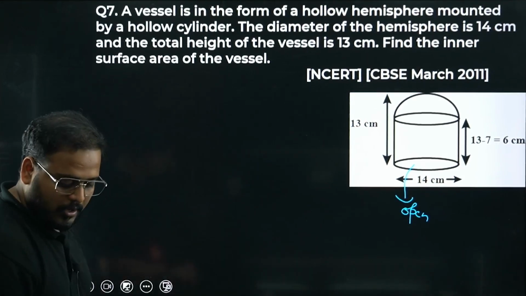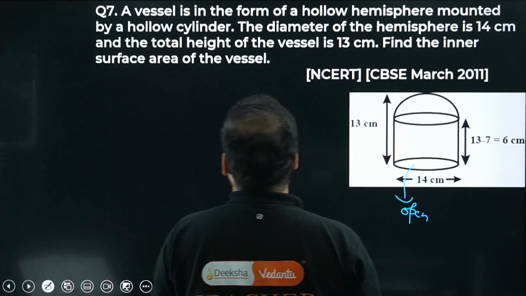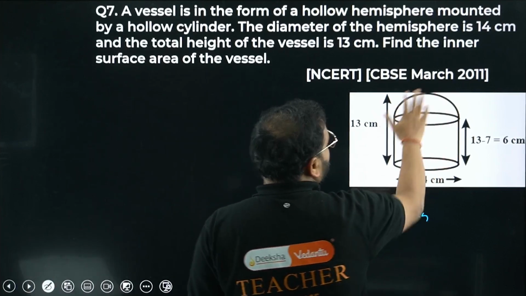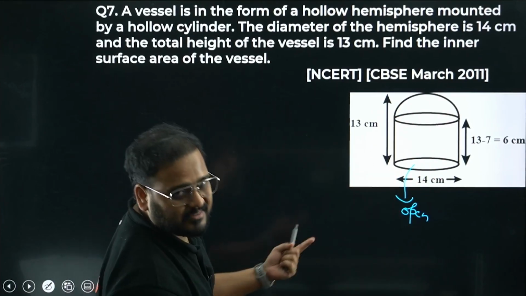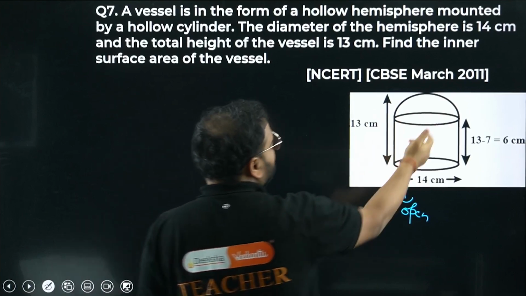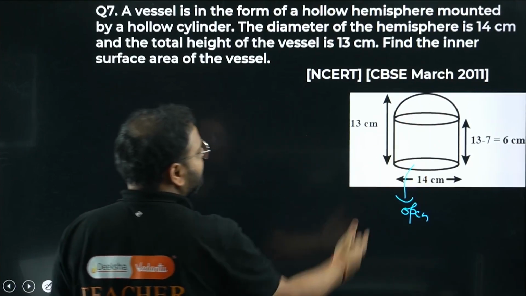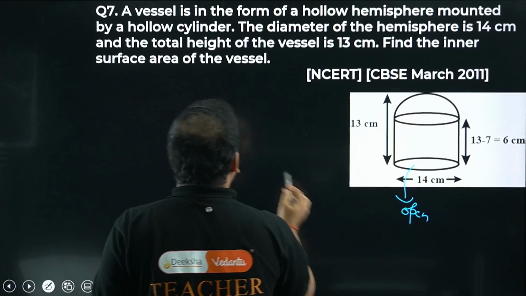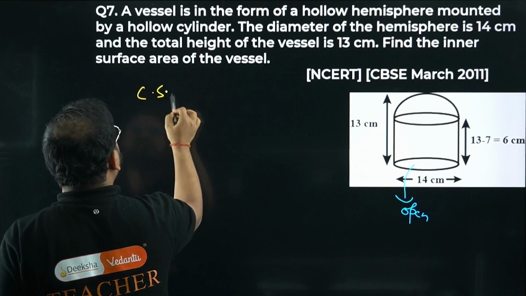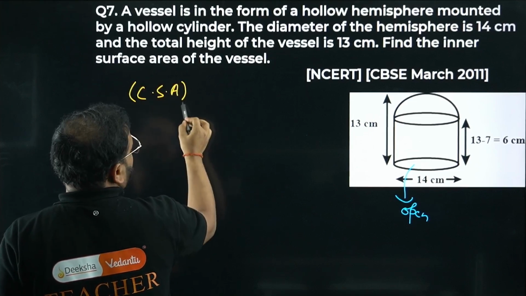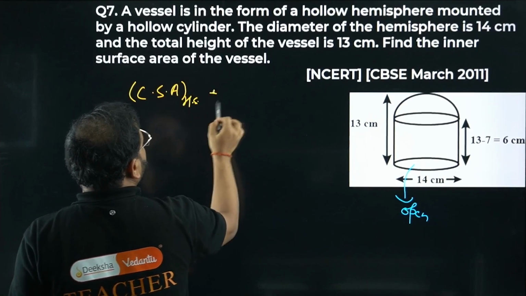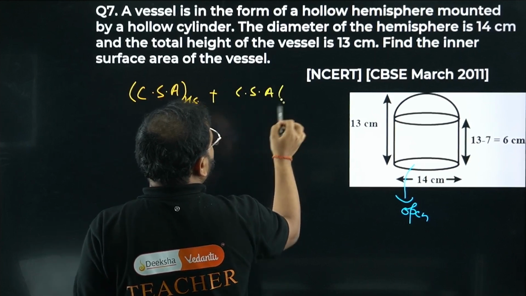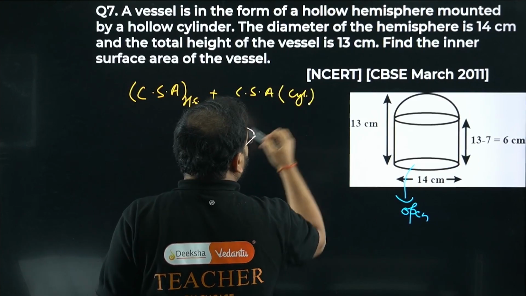Let's solve the question now. What are they asking us to find? Find the inner surface area. Means surface area of the hemispherical part, which is going to be half basically curved surface area. So 2 pi r square. And for the cylinder, you'll have curved surface area again. So they are asking what? They are asking us CSA first for hemisphere plus CSA for, what? For the cylinder. Okay. Please check this out.